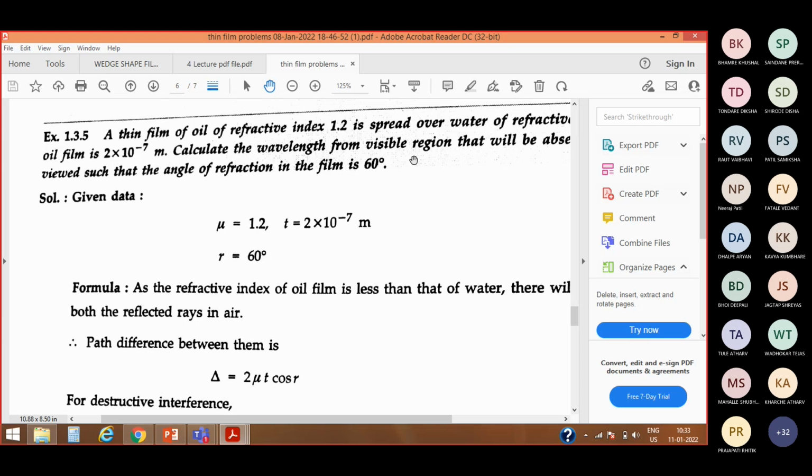Read this problem. यहाँ पे क्या क्या दिया है, thickness दिली है, refractive index. You write down in your notebook what is given here and what is asked. Okay. You can refer this example.